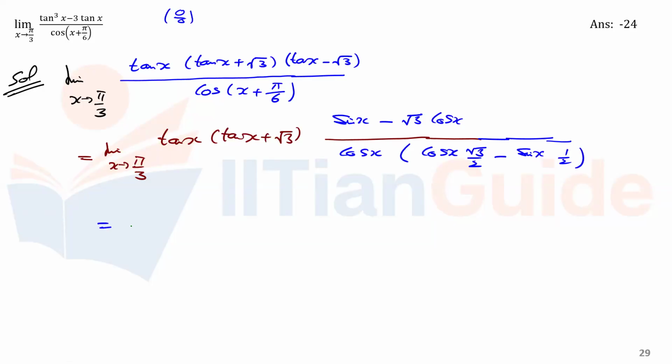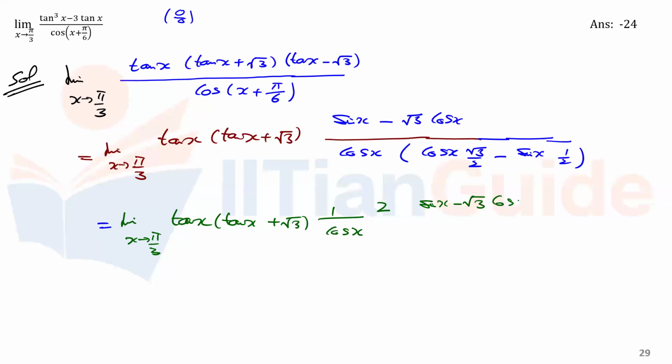I'm writing: I have limits extending to pi by 3. Tan x is safe. Tan x plus root 3 is also safe. I have 1 upon cos x, that is also safe. In the denominator, I will take the LCM, then 2 will go upside. After that, sin x minus root 3 cos x is left. In the denominator bracket term, I am getting root 3 cos x minus sin x. Now both the terms are the same, but with a minus sign. So this term and this term get cancelled, but I am getting minus 1.